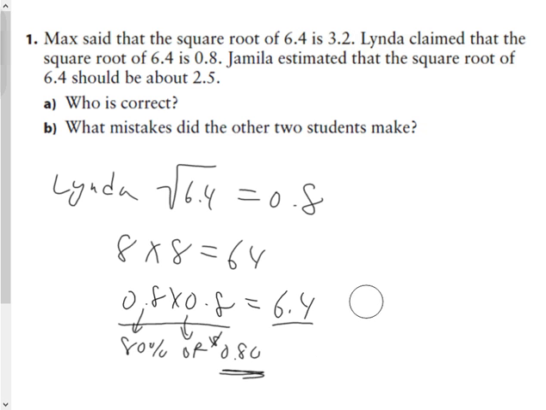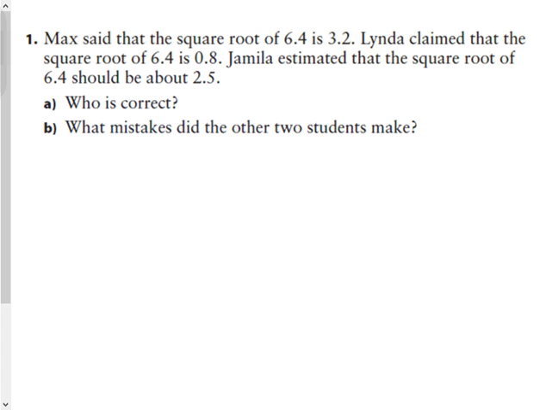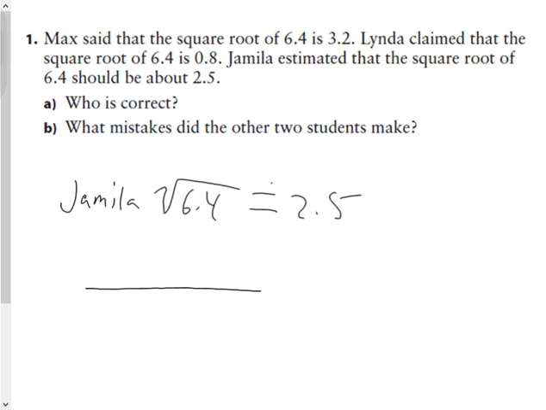So Linda's wrong. Linda's just knowing that 8 times 8 is 64 and making a variation of that. So Jamila, by default, must be correct. But let's see why. She says the square root of 6.4 is approximately equal to 2.5. And she's right. So let's see why.